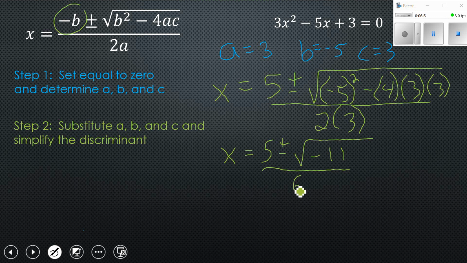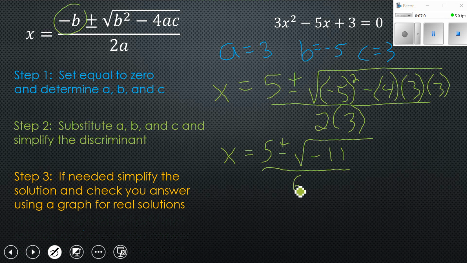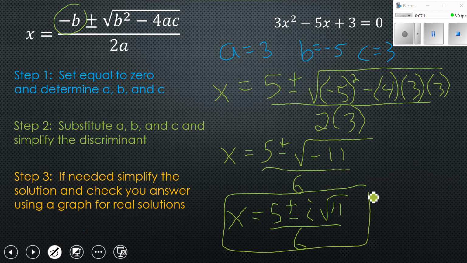Now at this point, we're mostly done. We do need to get rid of the negative underneath the radical. It says, if needed, simplify the solution and check your answer using a graph for real solutions. The issue with this one is I can't use a graph to check the solutions. But what we can do is see if it crosses the x-axis, because we have 2 complex solutions, here they are with the plus minus version. When we graph this, it should not touch the x-axis because the solutions are a complex ordered pair.